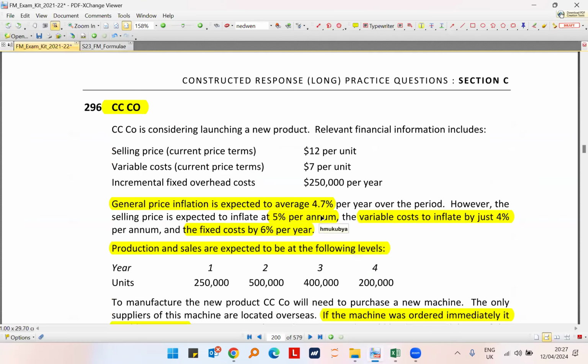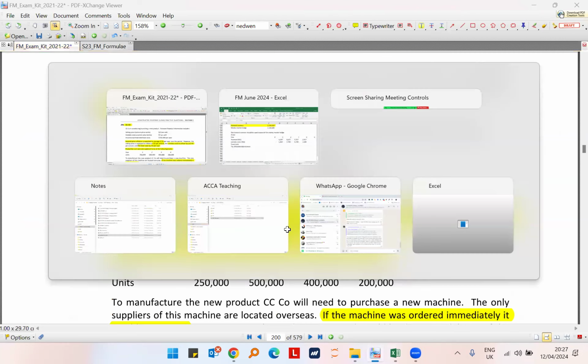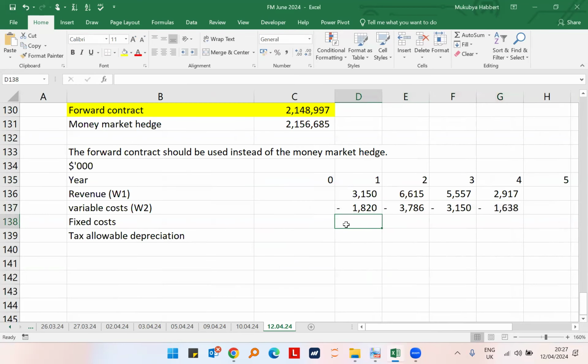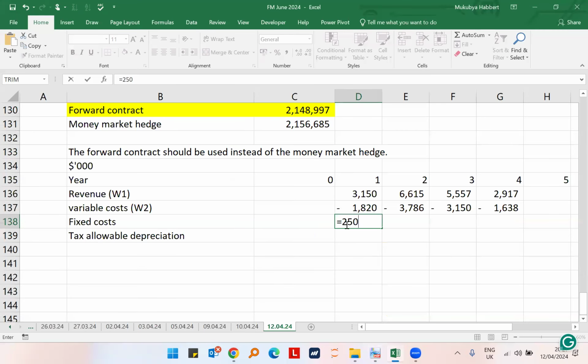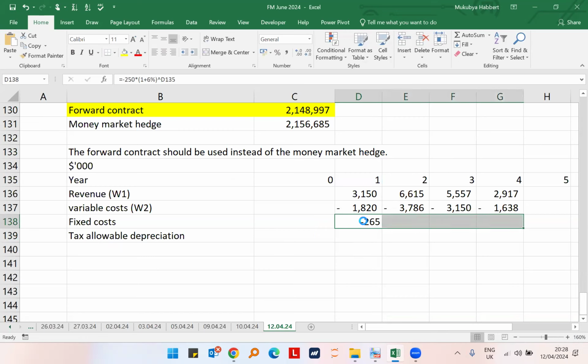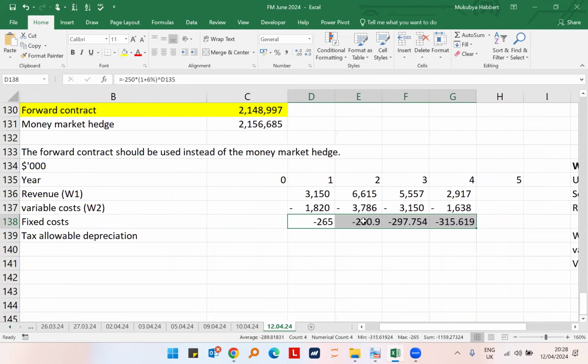Now fixed costs, they are saying that they are going to be 250,000 per year, but at 6% inflation. So those ones we can do directly from here. So that is 250,000. Remember we're working in thousands, so we are going to be 250 multiplied by 1 plus 6% power 1. So those are our fixed costs.